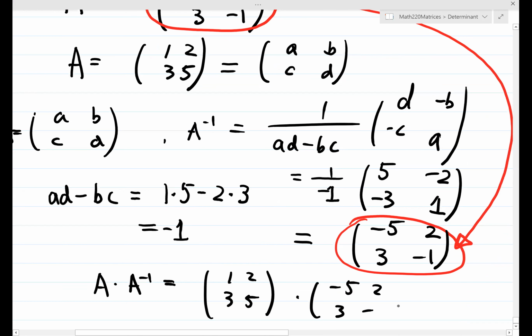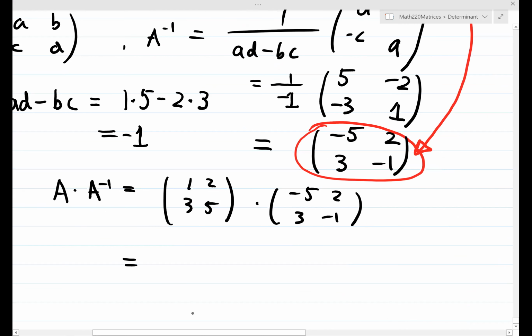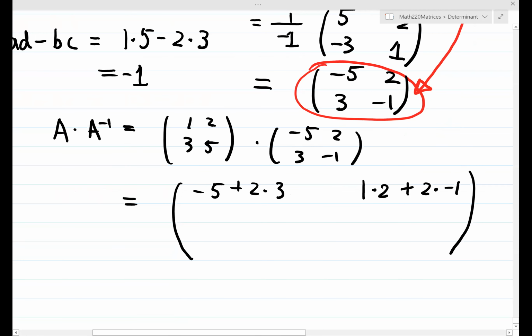You can check. Okay, entry 1,1: first row times first column. So you get -5 plus 2 times 3, which is 1. Entry 1,2: the first row times the second column. 1 times 2 plus 2 times -1. So this is of course 0. Now entry 2,1.